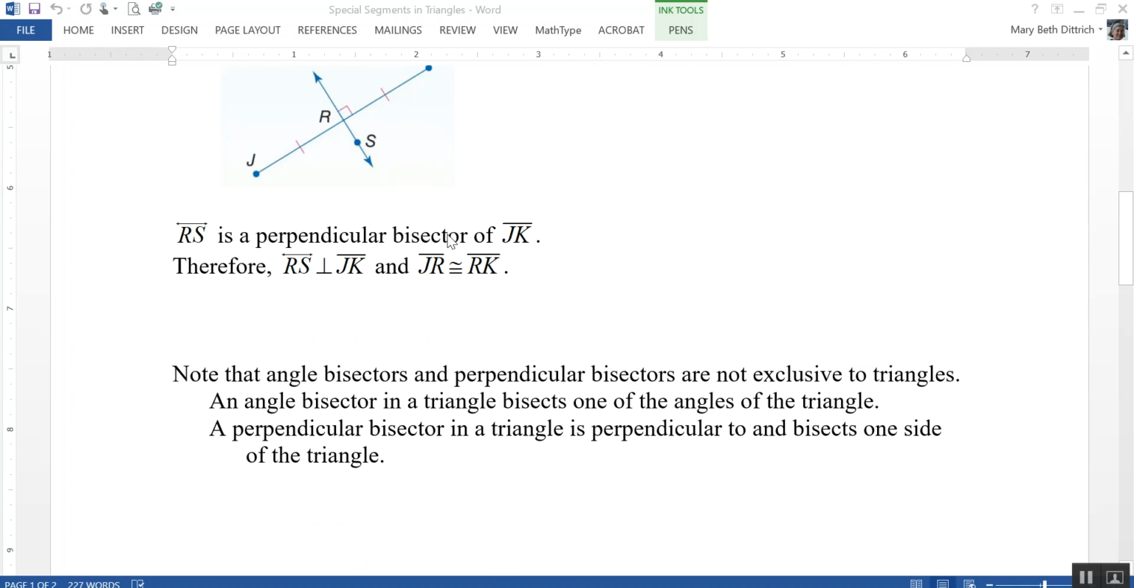Notice that perpendicular bisectors and angle bisectors are not exclusive to triangles. We can draw them with angles and other segments and lines. But an angle bisector in a triangle bisects one of the angles of the triangle, and a perpendicular bisector in a triangle is perpendicular to and bisects one side of the triangle.